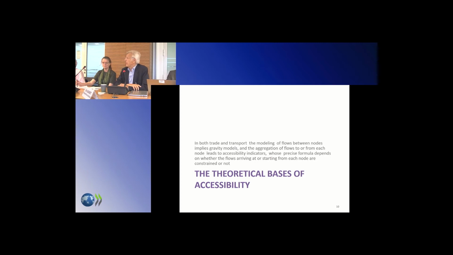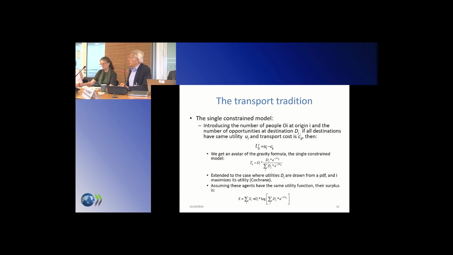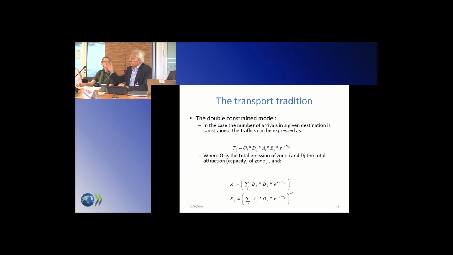I would then come back to the theoretical basis of accessibility. It is well known in the case of transport. I will not dwell on it because it has been developed through the multinomial logit models, the random utility models, which come to the log sum. I will not develop the equation and the result. I would also mention that it leads to the double constraint model, which was quoted yesterday in traffic modeling.